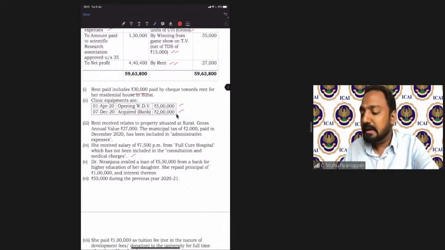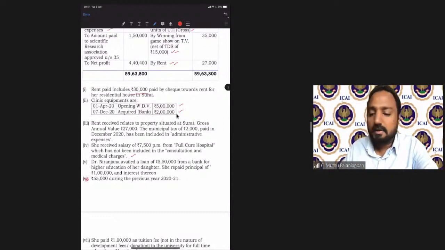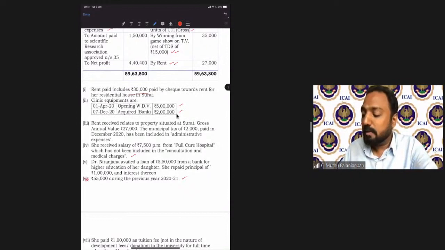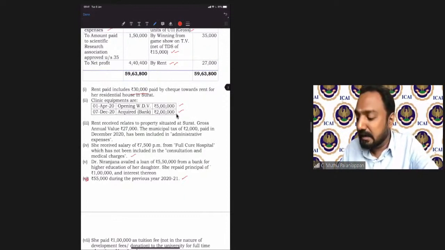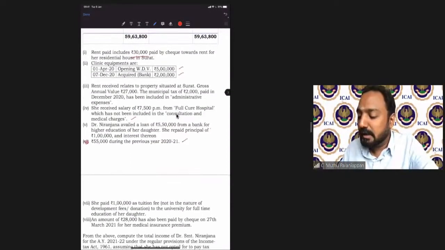So we need to see whether it is eligible. And the interest thereon is 55,000. So this is not here. So the interest thereon is 55,000. I need to make an adjustment because it is eligible for a deduction. The moment it is for a daughter, it is eligible for deduction, and it is for higher education. So whatever loan is paid, the interest on that is eligible for deduction under section 80E. So this is what we are going to take.